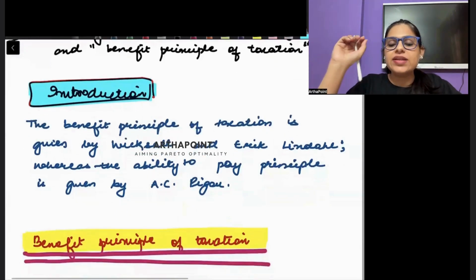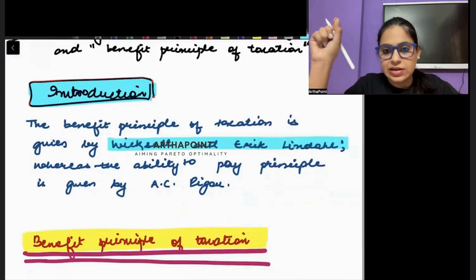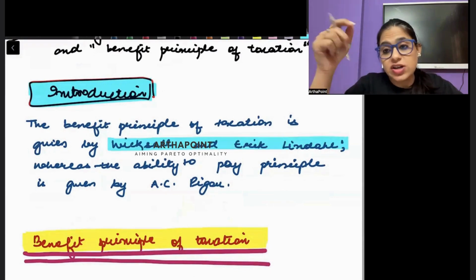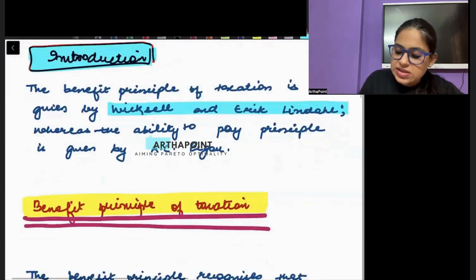So this says that the benefit principle of taxation was given by Wicksell and Erik Lindahl, and it is also called the Lindahl principle, whereas the ability to pay principle was given by A.C. Pigou.